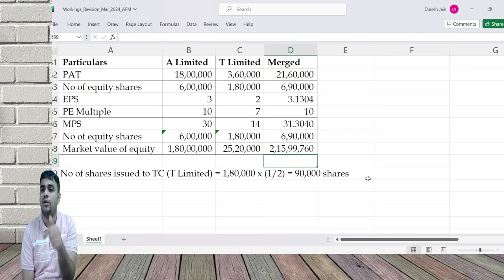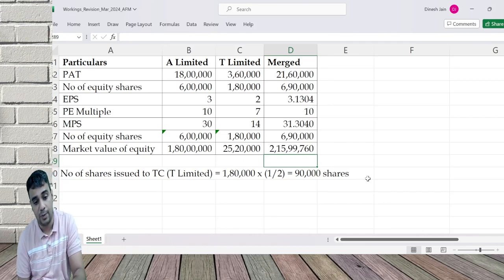The issue with the rounding off is our EPS was in decimal. If the EPS was not in decimal, all this problem will not happen. PAT into P/E multiple is the right value, but in the market it may not happen because of the rounding off. Any doubts on this?